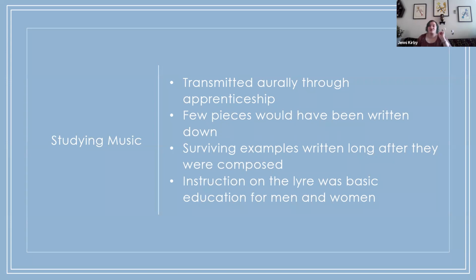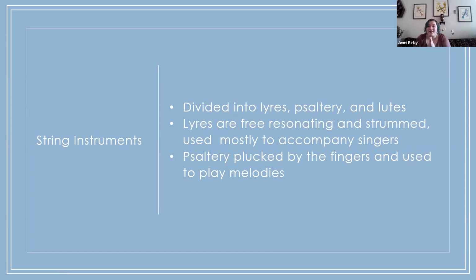So let's talk a little bit about the lyre, because I've mentioned it many times. So we're going to talk about some string instruments. We're going to talk about lyres, psaltery, and some lutes. So lyres are free resonating instruments that were strummed, and they were used largely to accompany singers. Whereas the psalteries are plucked by the fingers and they're used more to play melodies or as solo instruments.